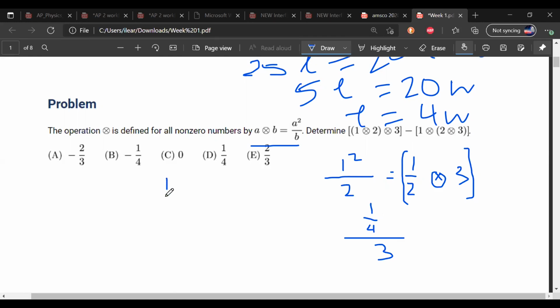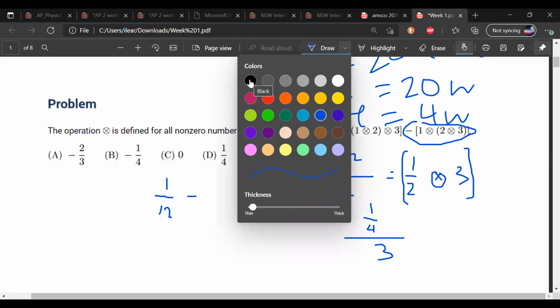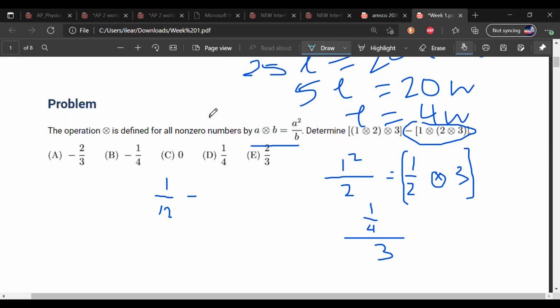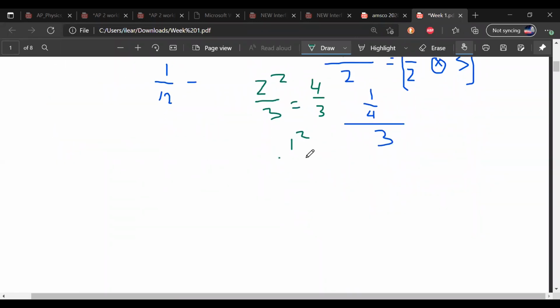So now we have 1/12 on the left-hand side minus this expression. Let me actually change color so it's easier to distinguish, to something like dark green. Why not? All right, so now we have minus 1 x 2x3 in parentheses. So with this 2x3 we would have this. 2x3 is equal to 2 squared over 3, which is equal to 4/3. Now we have 1x 4 over 3, so that would give us 1 squared over 4/3.